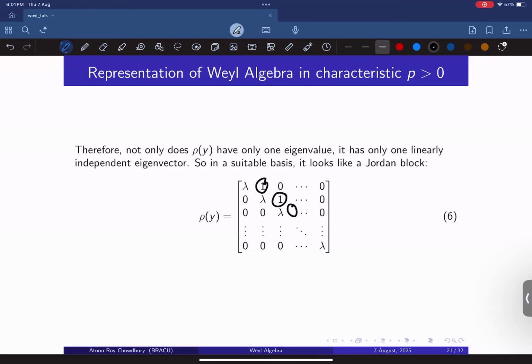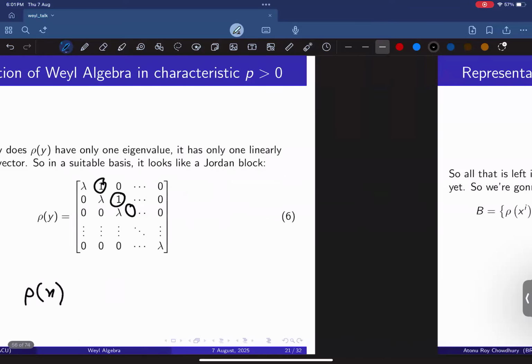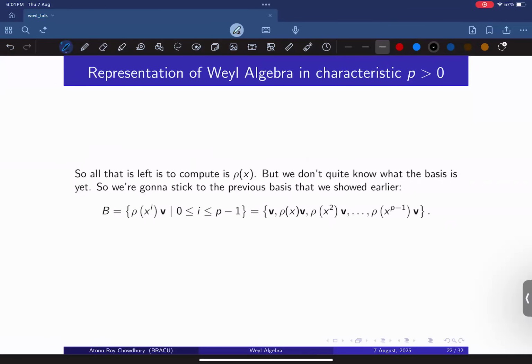But we don't really know what this basis is. We only know that such a basis exists, but we don't know what it is. And if we don't know what that basis is, it's very difficult to write what rho of x looks like in this basis. So we have computed what rho of y looks like. We are going to have to compute rho of x, but we don't quite know what the basis is, which is why we're going to stick to our previous basis.